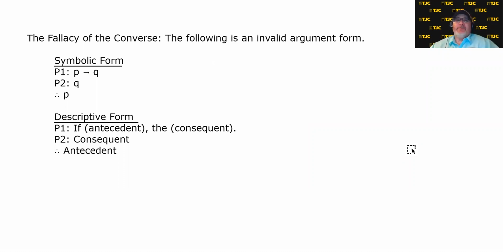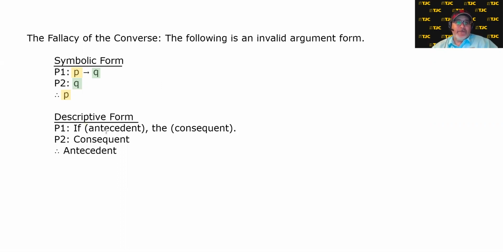So let's summarize. The fallacy of the converse means the following is an invalid argument form. In symbolic form, if the first premise is a conditional with an antecedent of P and a consequent of Q, and the second premise is also that consequent Q, and the conclusion is P, the original antecedent, this is an invalid argument form. You cannot draw that conclusion logically.